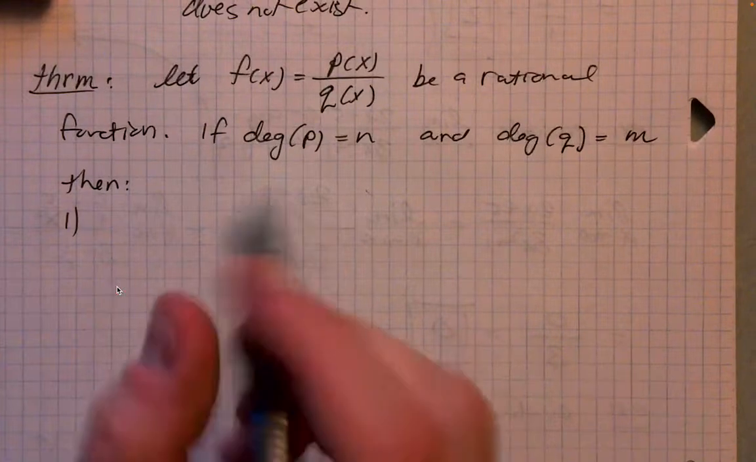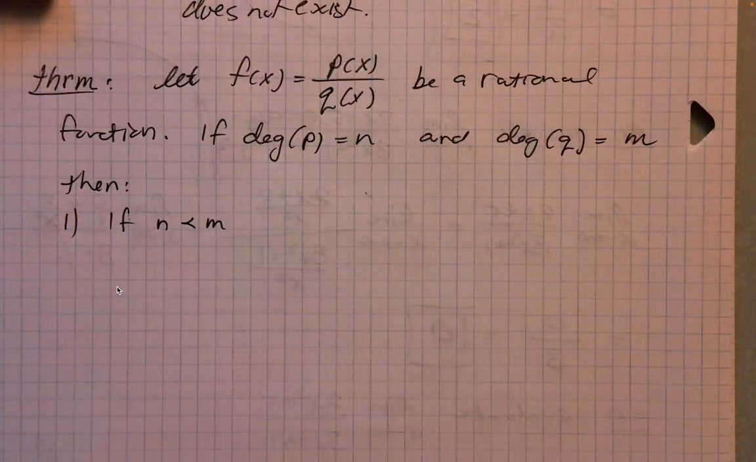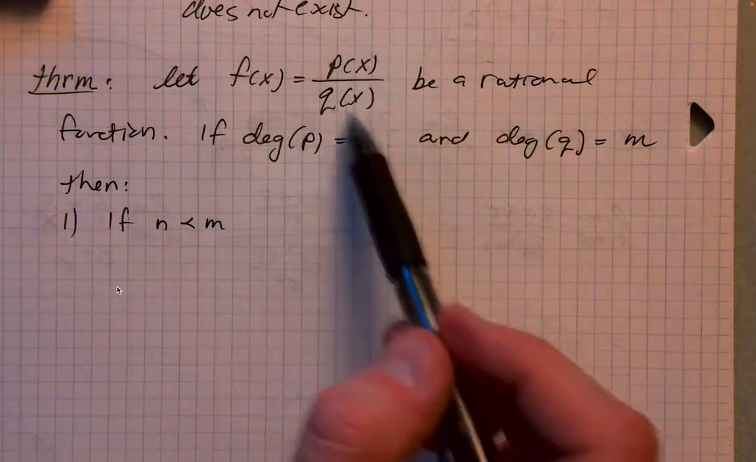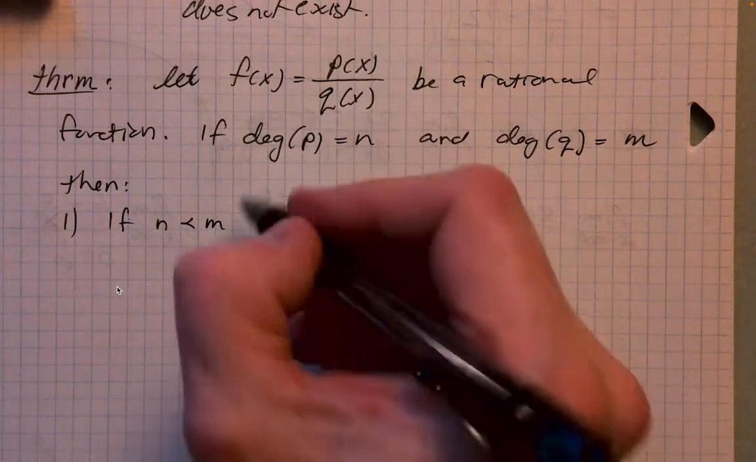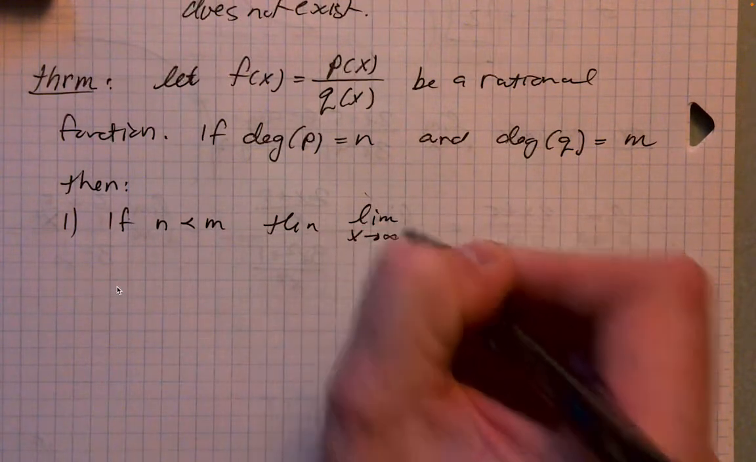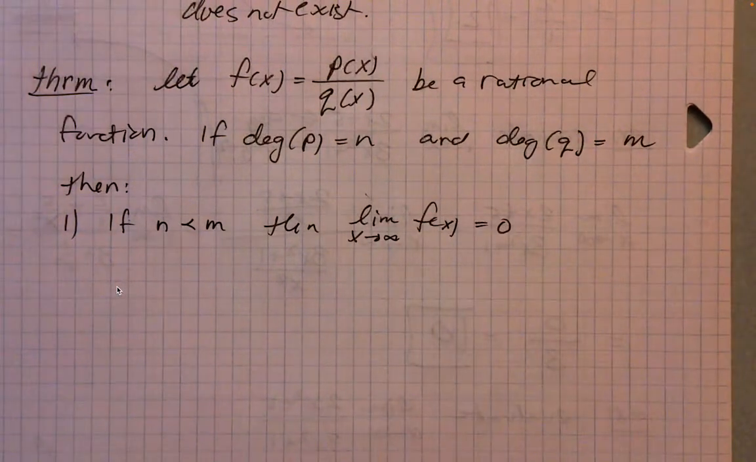First, well, if n is less than m, okay, so if the degree of the numerator is less than the degree of the denominator, then the limit as x approaches infinity of f of x equals 0. That's the first piece, right? So if the degree of the numerator is less than the degree of the denominator, then the function overall will tend towards 0 as x gets larger and larger.